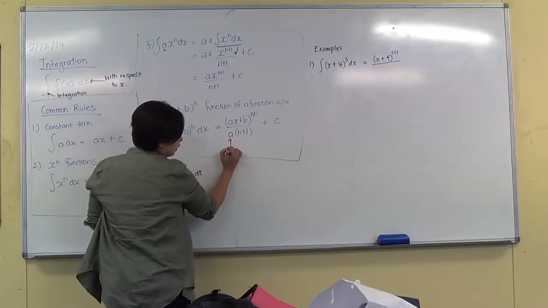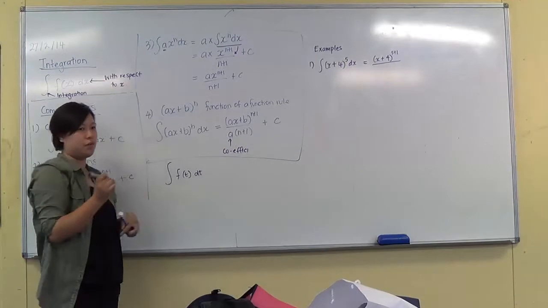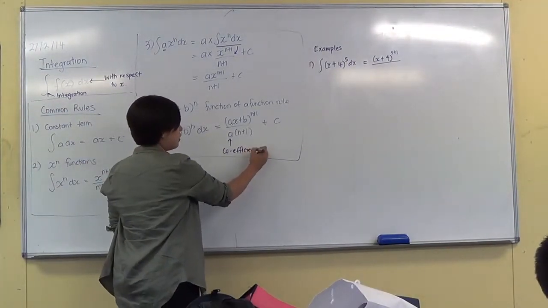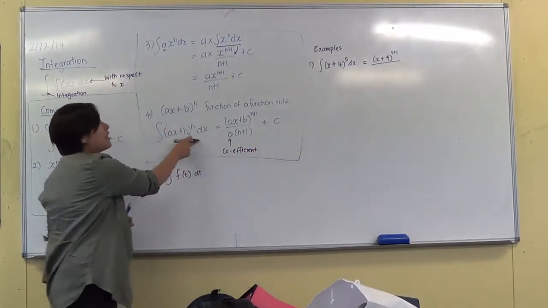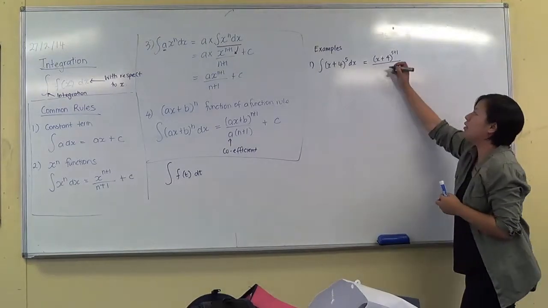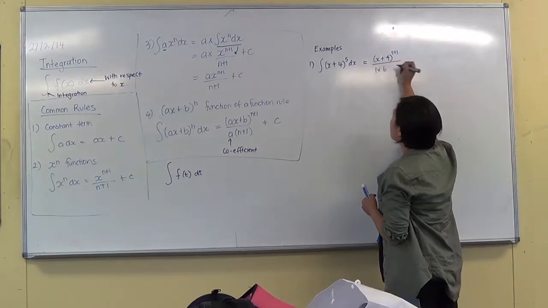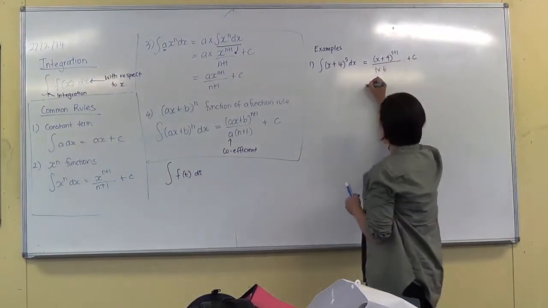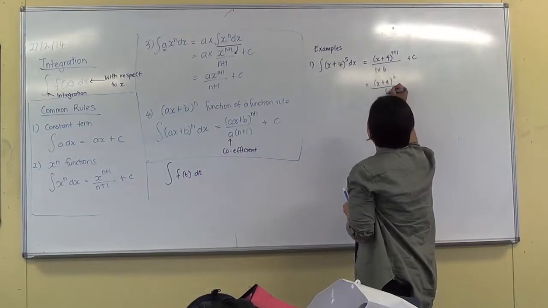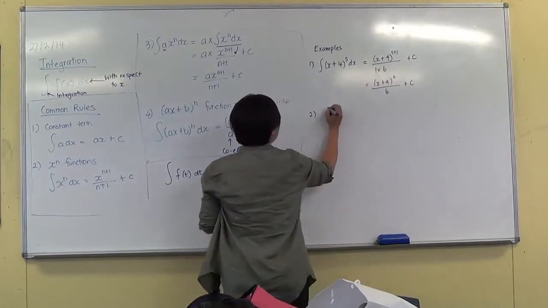So 8 is the coefficient in front of x. Looking at that question, what's the coefficient in front of x? Well, for this one, it's a. What does a represent? a is 1, times the new power, which is 6. Okay, so I'm just going to clean this up. So it's x plus 4 to the power of 6 over 6 plus c. Okay, so not too difficult.